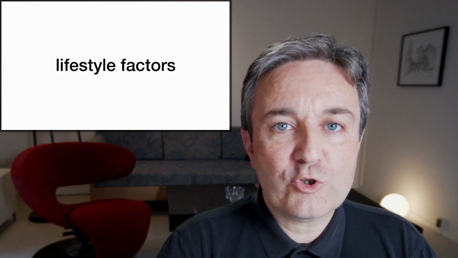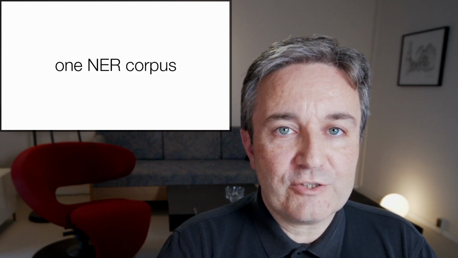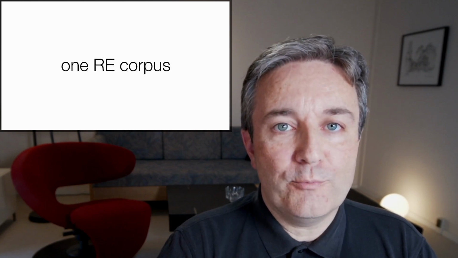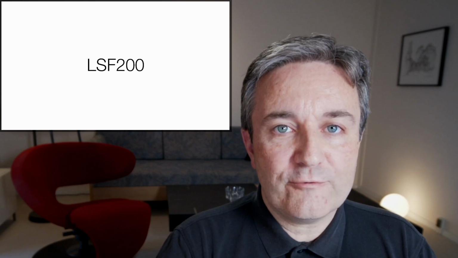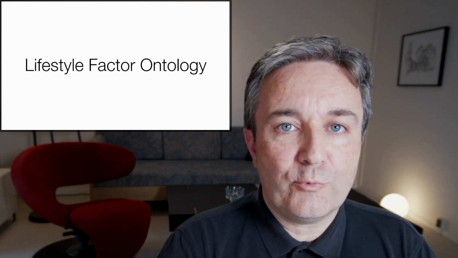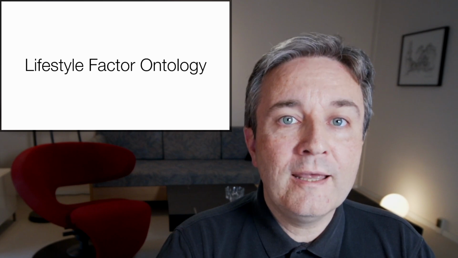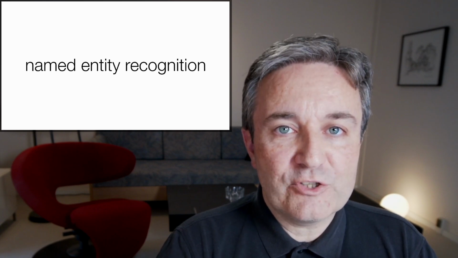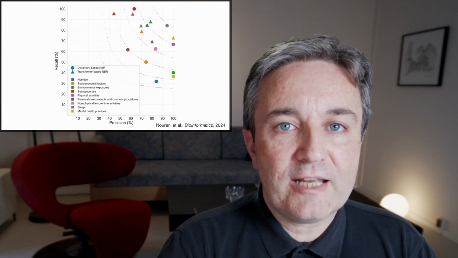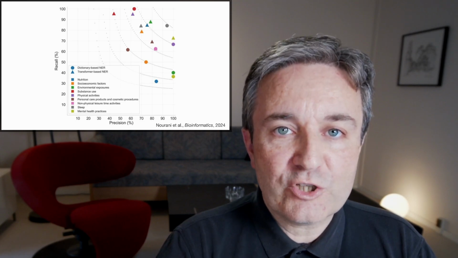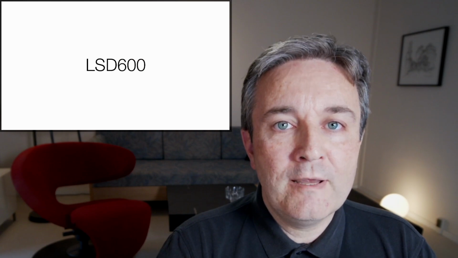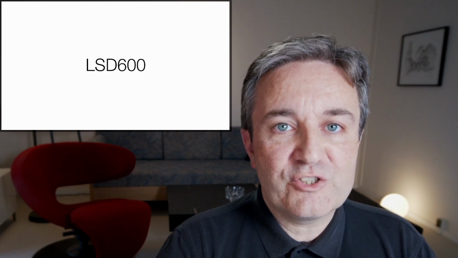Lastly, I want to talk about 2 corpora related to lifestyle factors, 1 named entity recognition corpus and 1 relation extraction corpus. The first is called LSF200. It consists of 200 documents annotated according to a brand new lifestyle factor ontology that we've also released. It is designed for named entity recognition of a wide range of different types of lifestyle factors, including nutrition, socioeconomic factors, and environmental exposures.